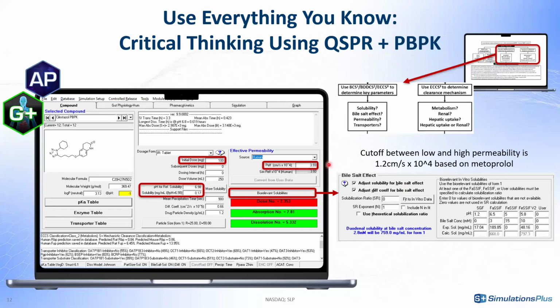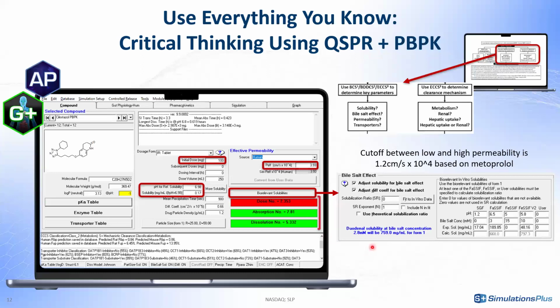With a PEF of 3.93, we can consider cilostazol a high permeability compound, considering the cutoff between low and high permeability, based on metoprolol, is about 1.2. The traffic lights buttons that you can see on the right-hand side of the interface here can also be used to infer a prediction of the BCS.